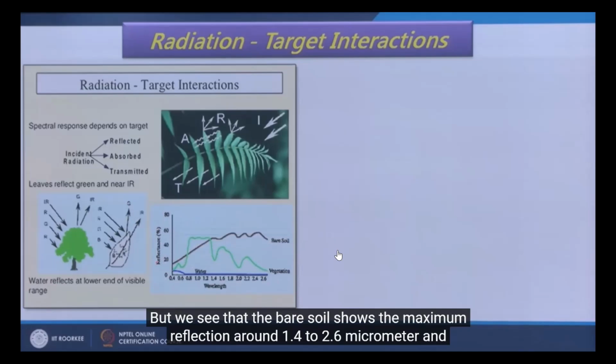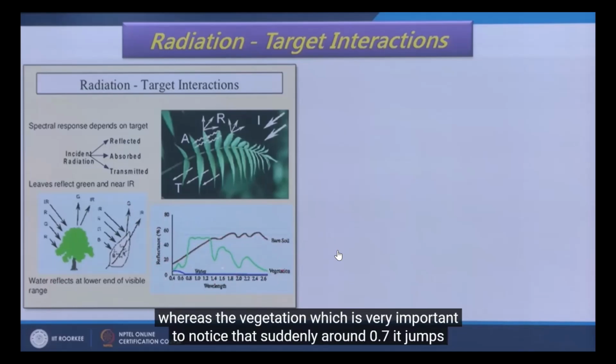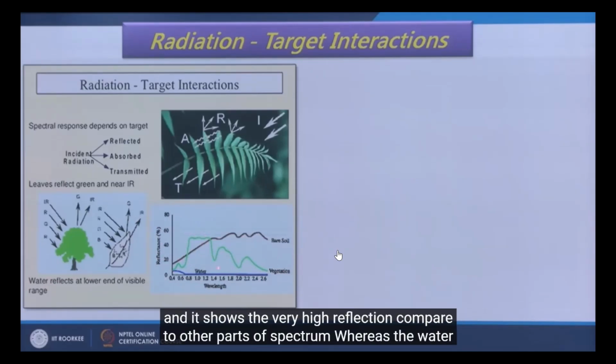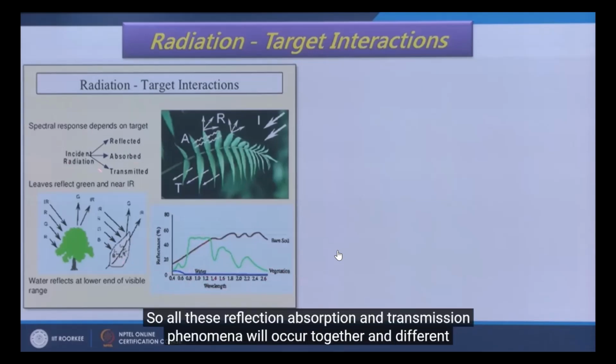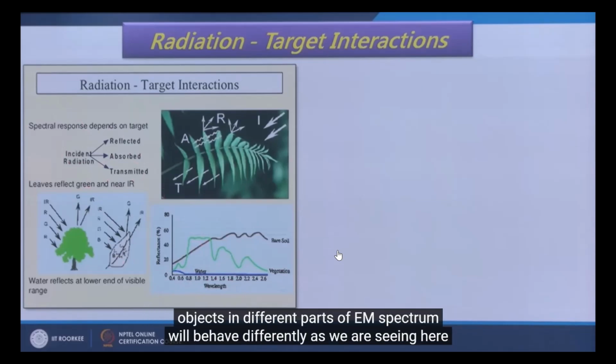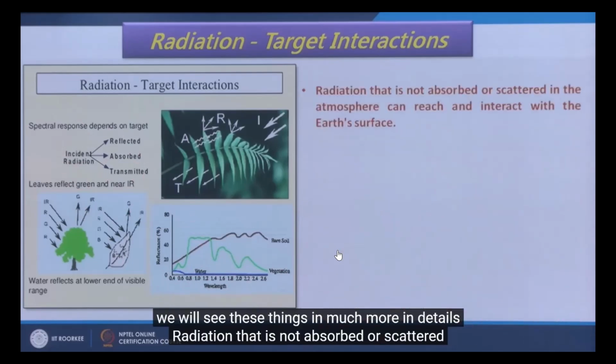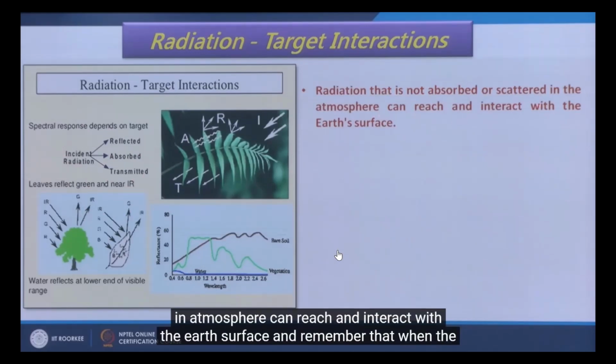We see that bare soil shows the maximum reflection around 1.4 to 2.6 micrometers, whereas vegetation, which is very important to notice, suddenly jumps around 0.7 and shows very high reflection compared to other parts of the EM spectrum, whereas water shows some reflection in only a very small part of the EM spectrum, and then there is a sort of complete absorption. So all these reflection, absorption and transmission phenomena occur together, and different objects in different parts of the EM spectrum will behave differently, as we are seeing here. We will see these things in much more detail. Radiation that is not absorbed or scattered in the atmosphere can reach and interact with the earth.